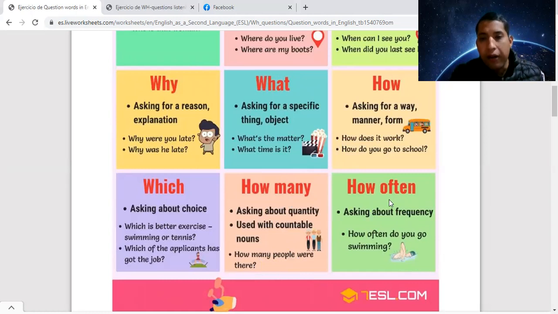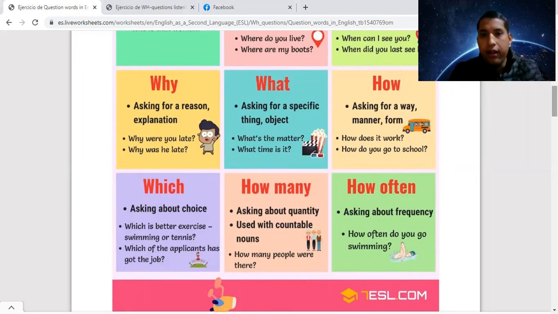Okay. How often? Asking about frequency. ¿Qué tan frecuente? How often? Okay. How often do you go swimming? I go swimming every day. Okay. How often do you listen to music? How often do you go to school? I never go to school, or I always go to school.